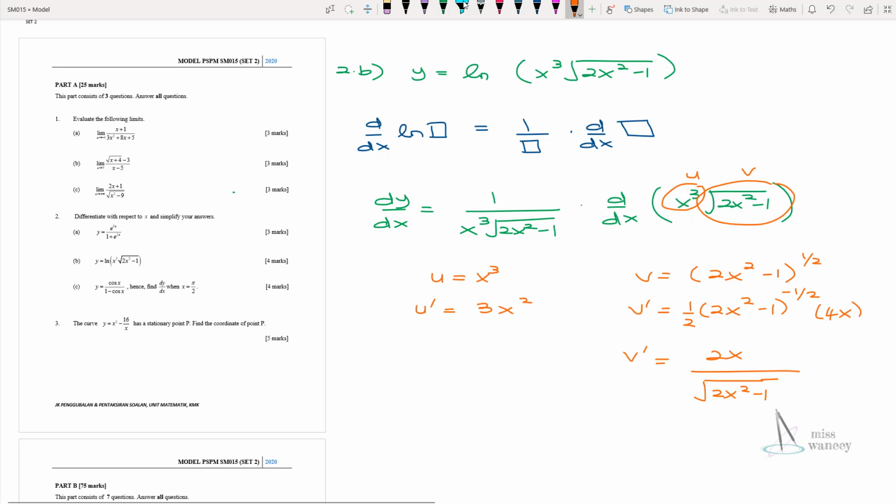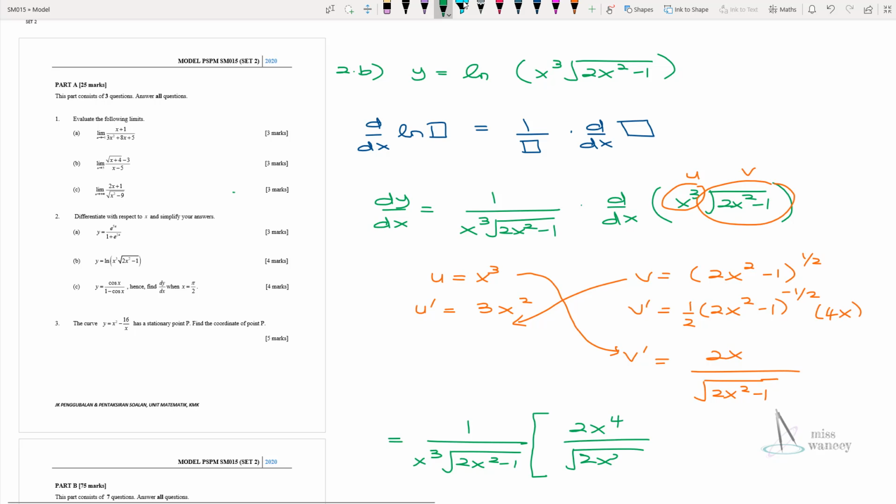Okay, so now let us use the formula. It's supposed to be u v prime plus v u prime. Okay, so this is equal to 1 over x cubed square root of 2x squared minus 1. So u times v prime, so we got 2x to the power of 4 over the square root of 2x squared minus 1, and then plus 3x squared multiplied with the square root of 2x squared minus 1.